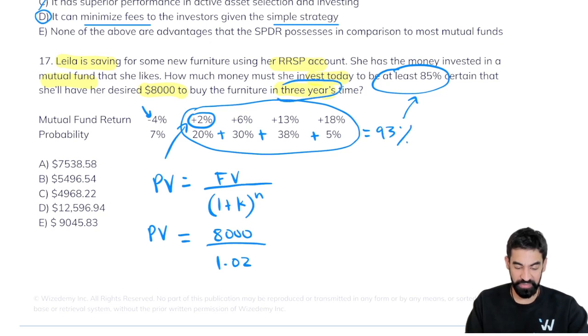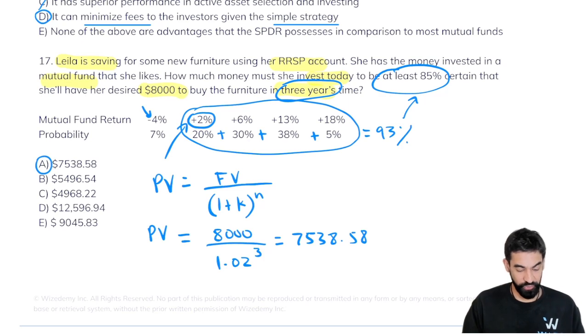And the N is 3, because it's in 3 years' time. So I discounted back 3 years. So 8,000 divided by 1.02 to the power of 3 gives me 7538.58, which is A.